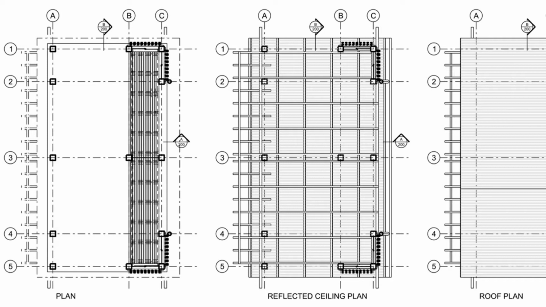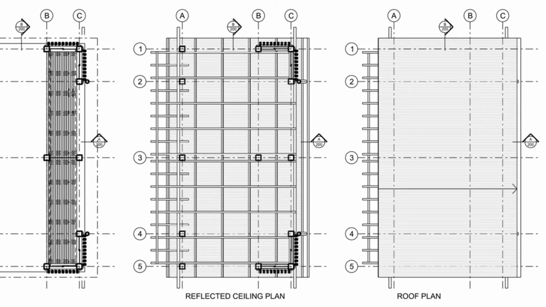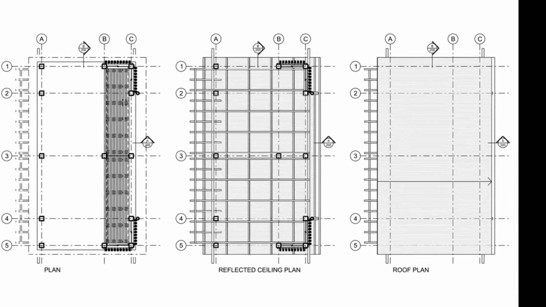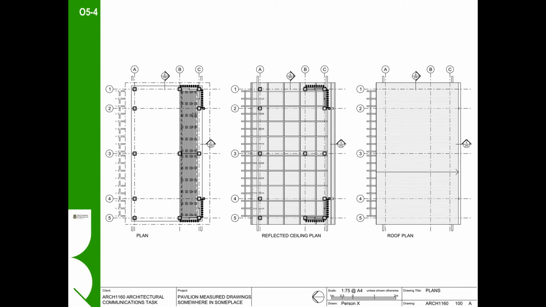Usually we name the plans simply as plans, in this case plan, reflected ceiling plan and roof plan. We don't need to coordinate them back to the sections. If we had a multi-story building, we would usually add level 1 plan, level 2 and so on. If the plan was specific or in an unusual position or cut plane, in that instance we would then make a specific cross-reference to the section.